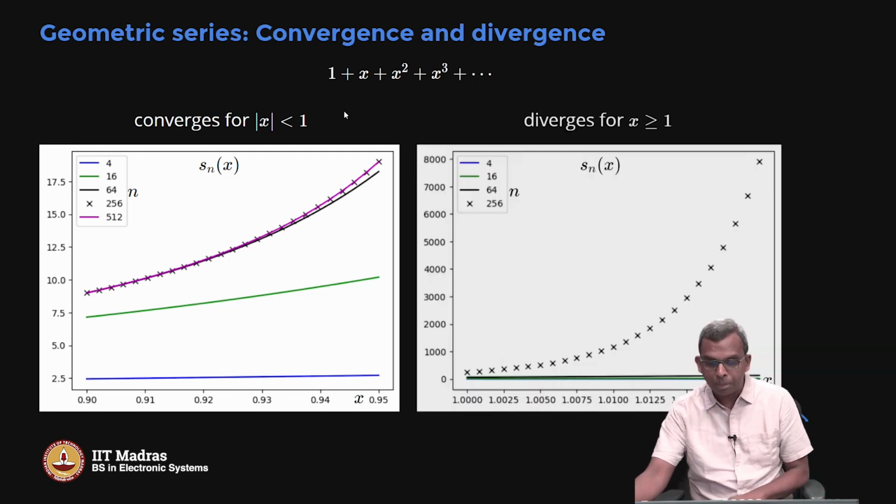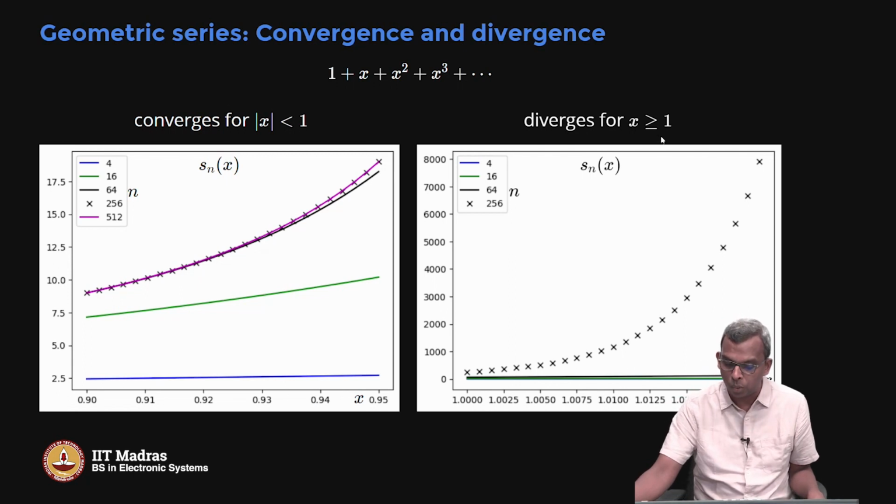Okay. So what happens when x is greater than or equal to 1? If I plot here for x greater than or equal to 1, I know this is going to diverge, right? And you can see the divergence here. For every value of x greater than 1, it's not really converging. As I increase n, I go higher and higher and higher. So as you go a little bit away from 1, it's much easier to see. Look at this 1.02. At 16 and 4, it seems to be here, then 64, and then by 256, it has gone off to some 8,000.